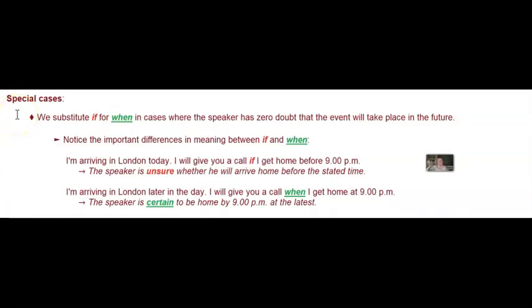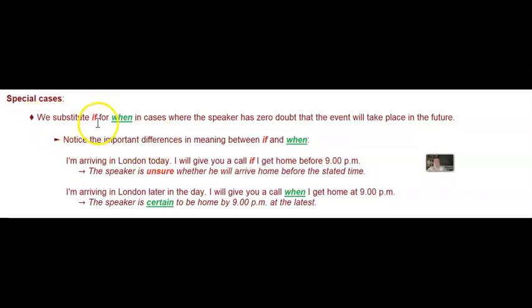Now, as is usually the case in grammar, there is always a special case of one form or another, one sort or another. In this particular case, we're going to look at differences between if and when. Can we substitute if for when? Well, the answer is yes. But there is a slight difference in meaning. Let's have a look.